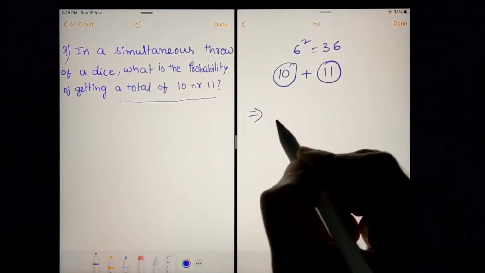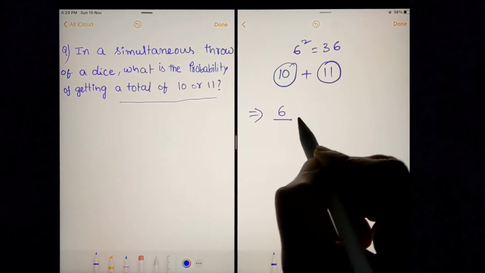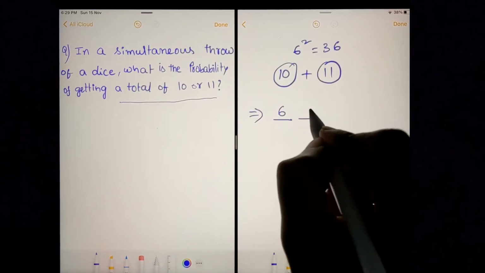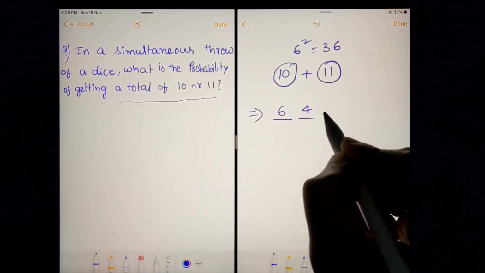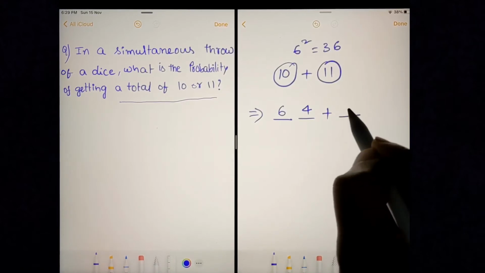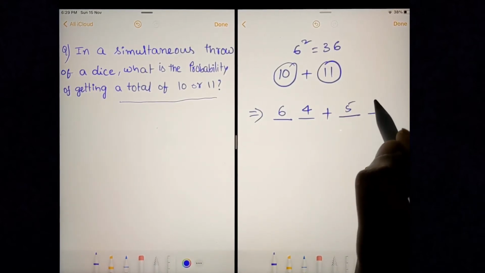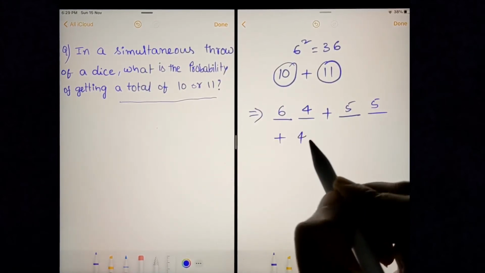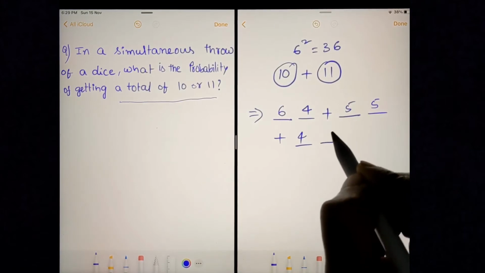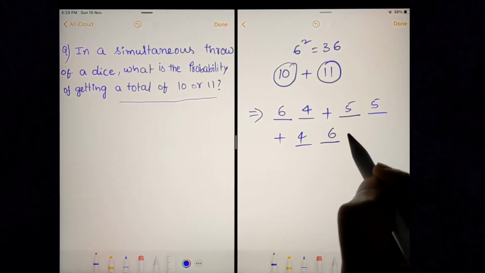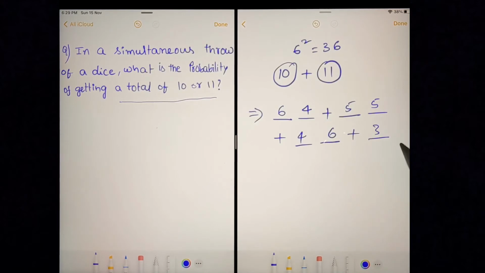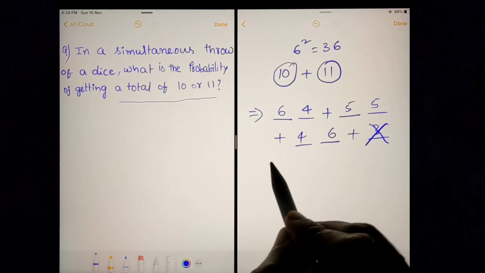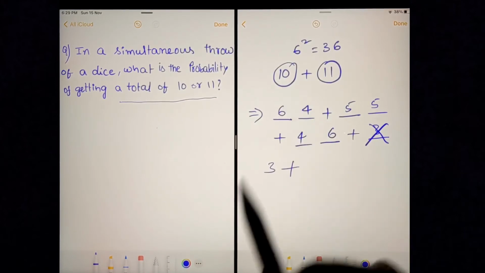Let's calculate it for 10. I will start with first dice as 6. If the first dice is 6, second dice should be 4 to meet our condition. And if the first dice is 5, then second dice should be 5 to meet our condition. And if the first dice is 4, then second dice should be 6. If the first dice is 3, we cannot have 10, so we can stop here. Total 3 outcomes are there for 10.